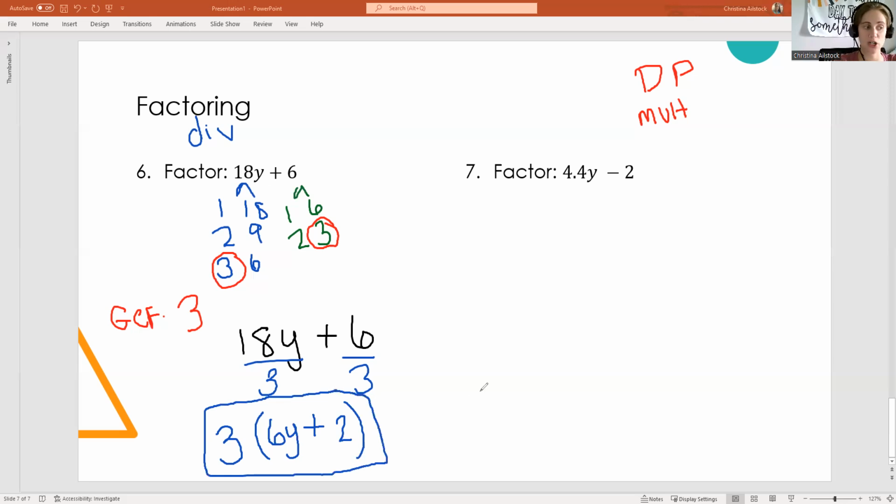We have now factored that. We have undone the distributive property. Because if you look at your answer, that's like what we used to distribute. So that's why your answer looks like that, because they're opposites.